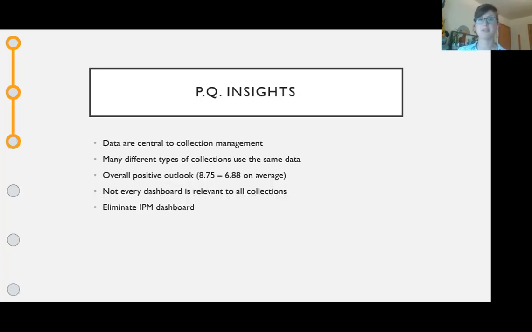Besides the specific data suggestions from the preliminary questionnaire, there were some larger patterns that started emerging. Data is central to collections work, and different types of collections were using similar types of data. While there's a range of attitudes about using dashboards in collections, it was mostly positive. And not every dashboard is relevant to every collection. And lastly, for the sake of time and feasibility, the pest management dashboard was dropped since it had the lowest score and was the least available data. Plus, I actually needed to finish this thing before I graduated.